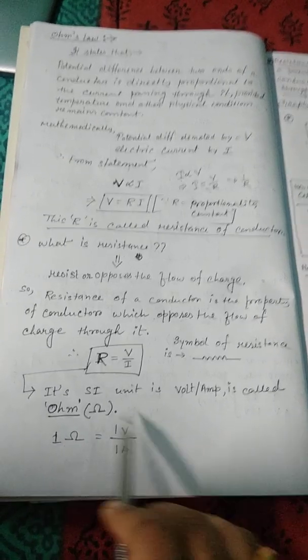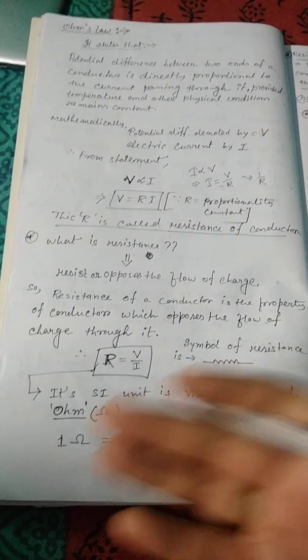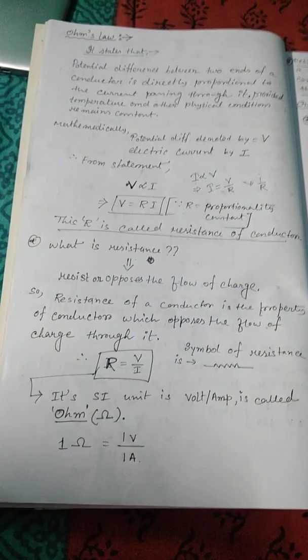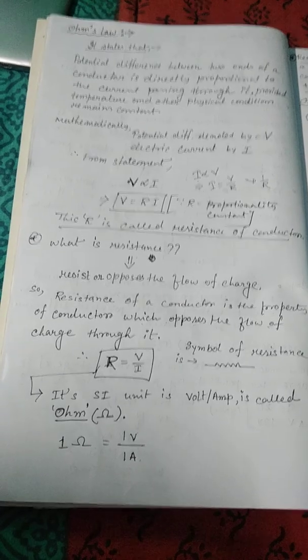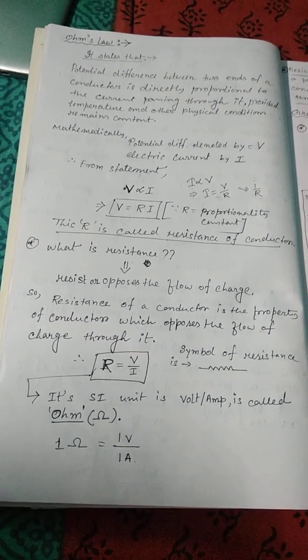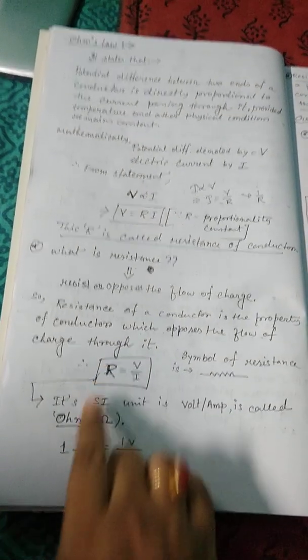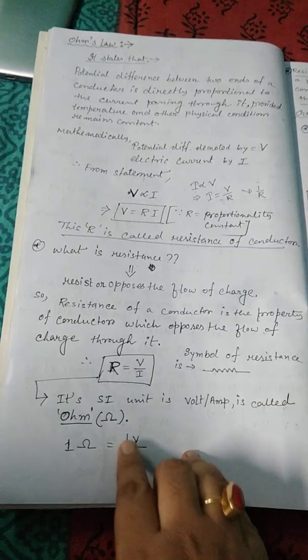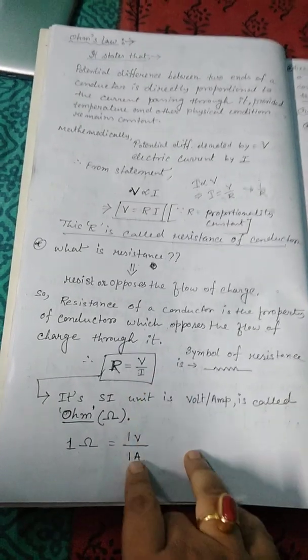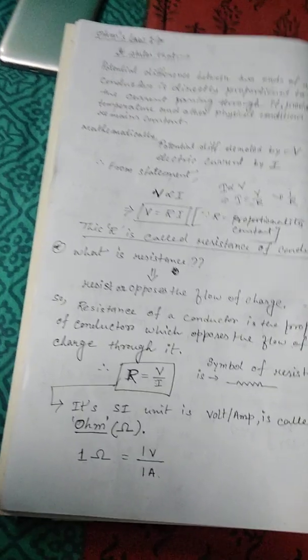So why do we consider 1? Because now we define 1 ohm. In a previous chapter, when we defined 1 ampere and 1 volt, at that time also we considered 1 in that expression. So now we define 1 ohm, that's why we consider resistance of 1 ohm, potential difference to be 1 volt, and current to be 1 ampere. Now let's see how we define 1 ohm.